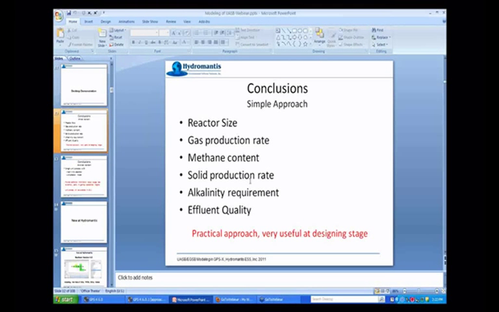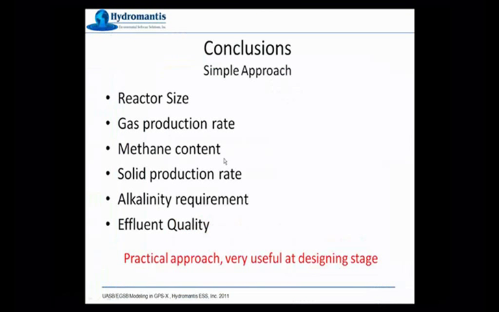We can see the effect of reactor size on the effluent quality. We can also look at the gas production rate and the methane content, solid production rate, and also we can look at the alkalinity requirement. If we want to maintain some specific pH in the reactor, we can look at all those aspects of the UASB reactor.